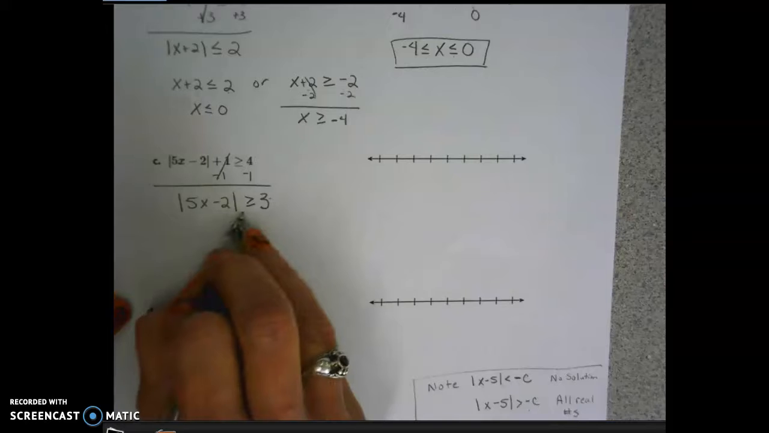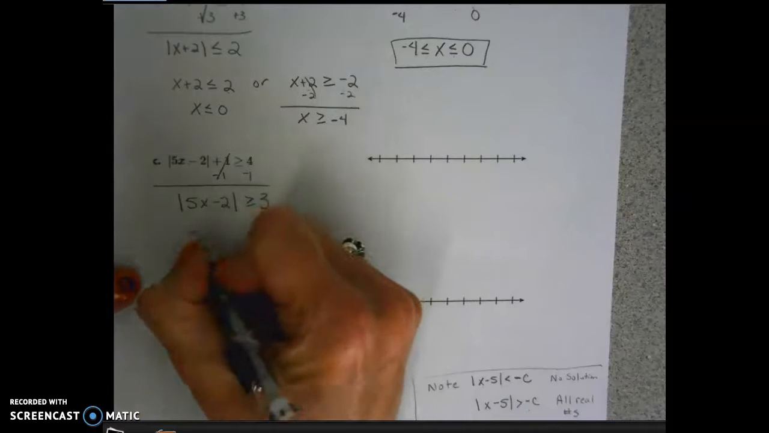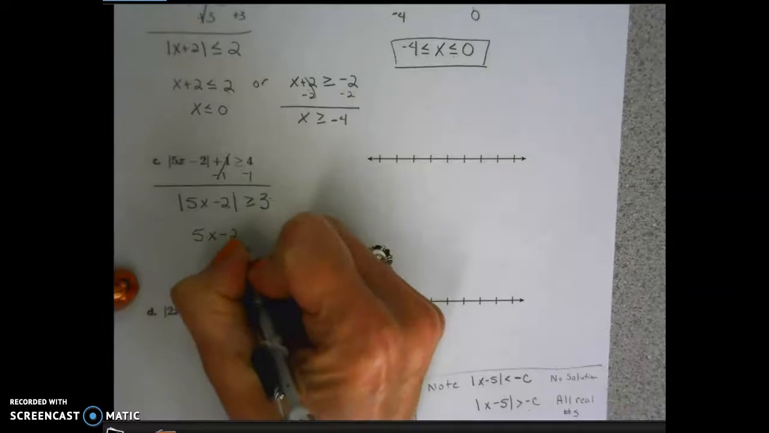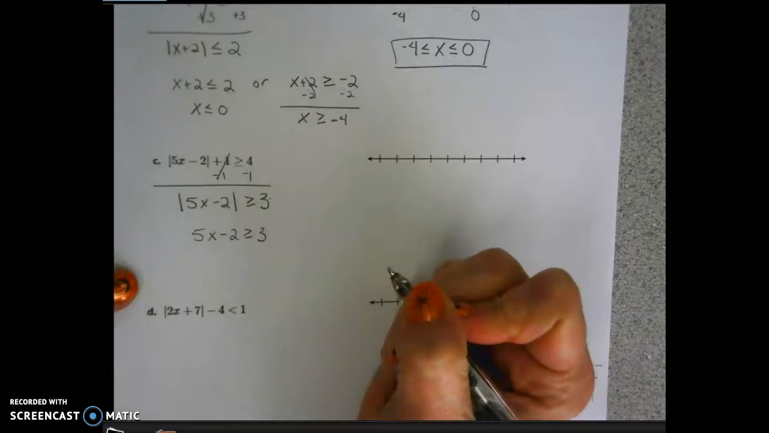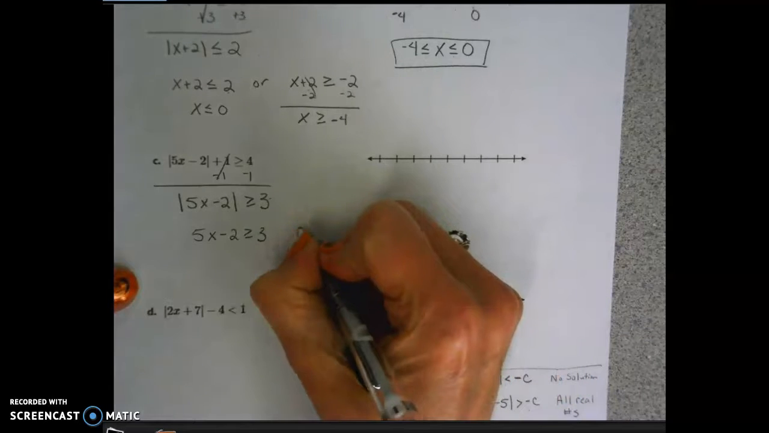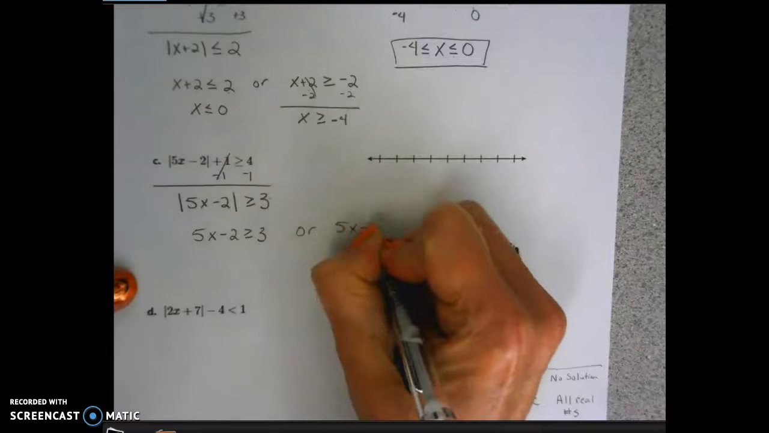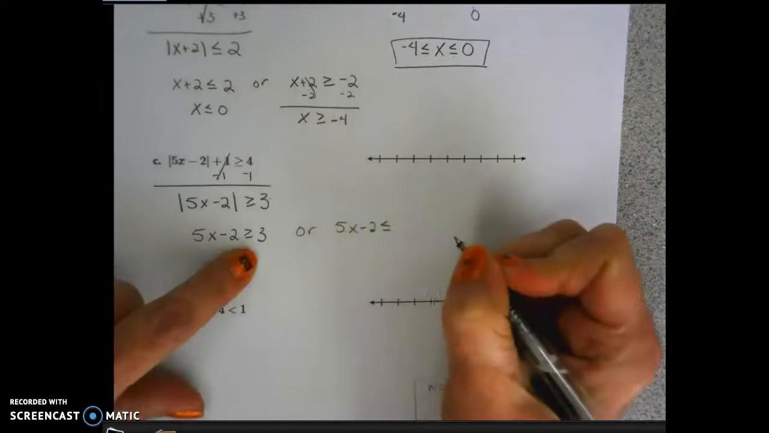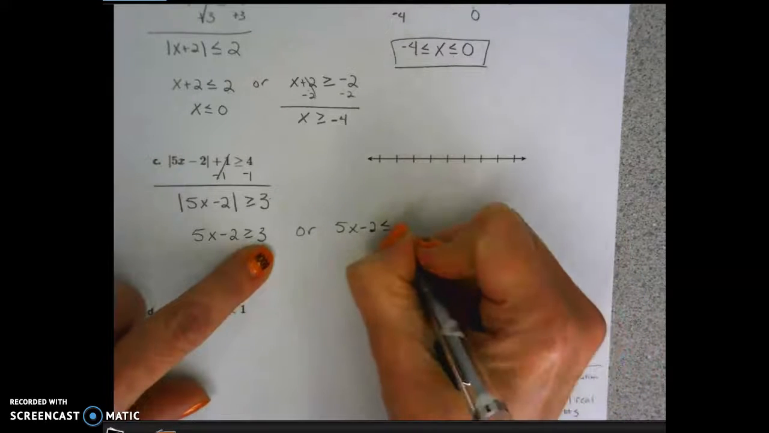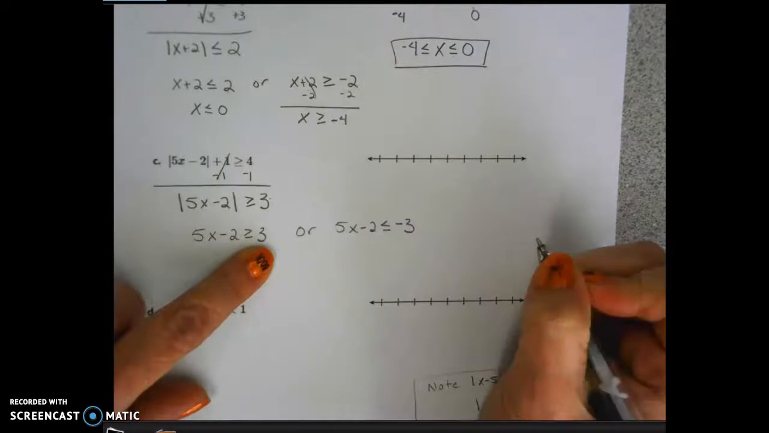All right, so it's isolated. Remove the absolute value bars and write the inequality, 5x minus 2 greater than or equal to 3. But then write your second one, 5x minus 2 can be less than or equal to, flip the sign, and flip the sign on the number as well, -3.